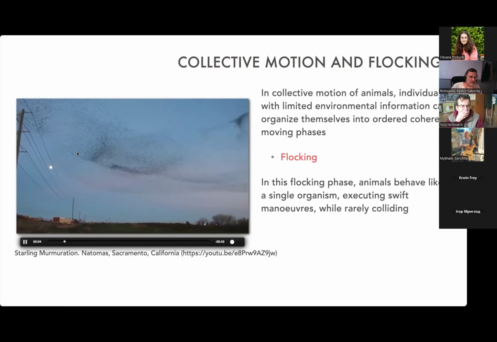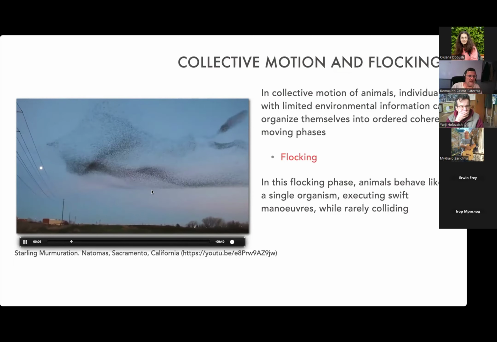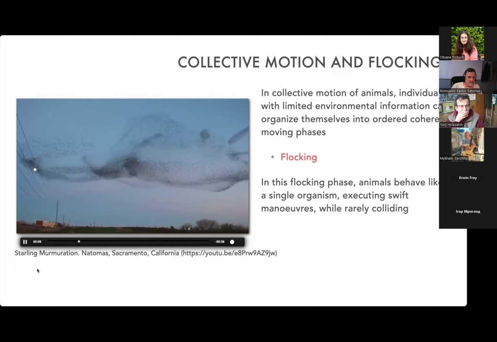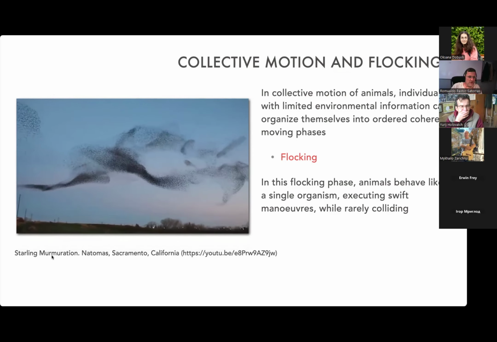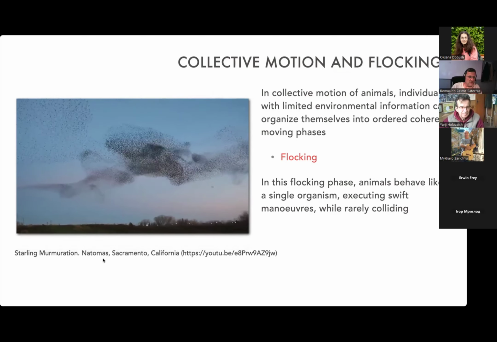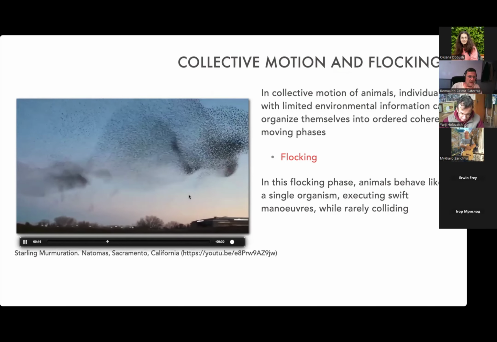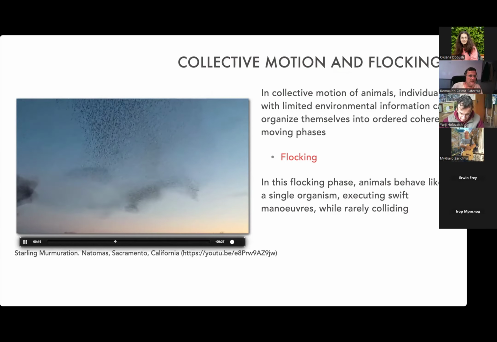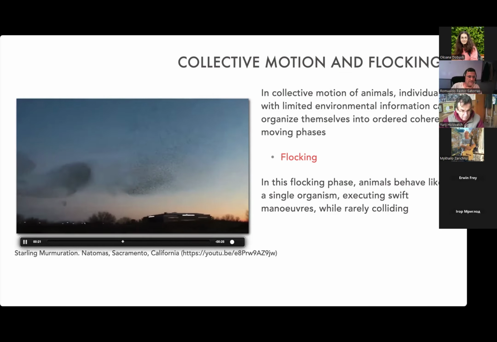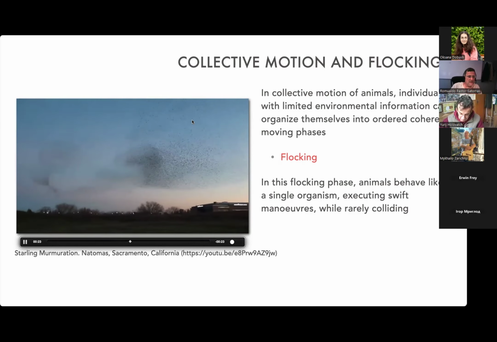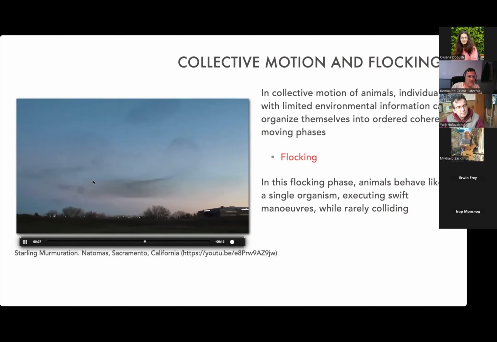So this is one of these examples. I think Erwin showed a very similar movie. This is a very famous movie called The Starling Murmurations. And this is some village in Sacramento. There are flocks of thousands of starlings, which are small birds that at dusk start flying together, forming these fantastic patterns of movement, in which the birds essentially have very little environmental information.